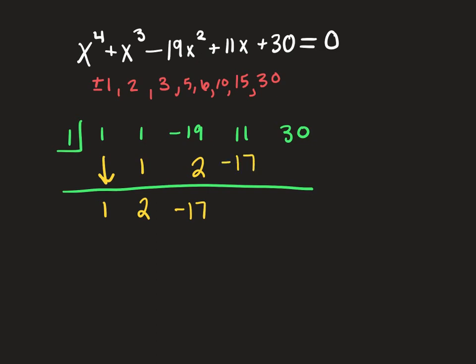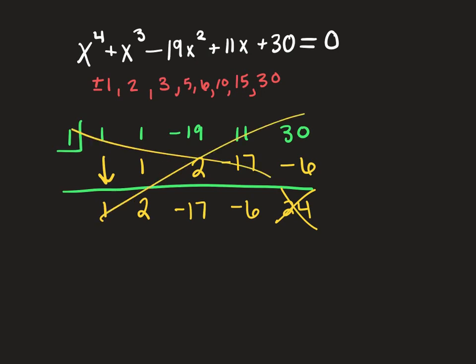Times 1 is negative 17. That is negative 6. And 30 minus 6 is 24, which is not 0. So that's not a solution. Let's try negative 1.